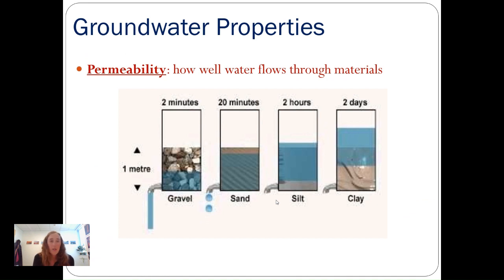All right, so another property that can be used for groundwater is permeability. Permeability is a little bit different than porosity, but it's just how well water flows through a material. So you can have gravel versus sand versus silt versus clay. If water flows through something very quickly, like gravel here as an example, this water might flow through a meter of gravel in 2 minutes. That means it's really permeable. So water flows through it fast, it flows through it easily. As opposed to sand, it might take 20 minutes. Silt might take 22 hours, or clay could take 2 days.